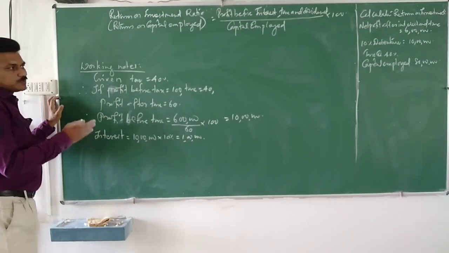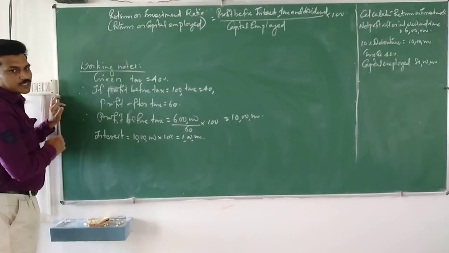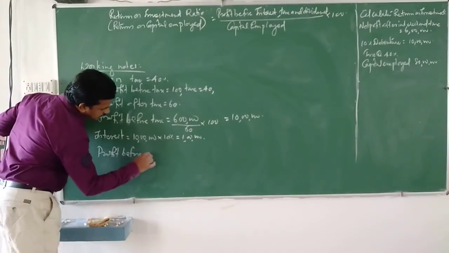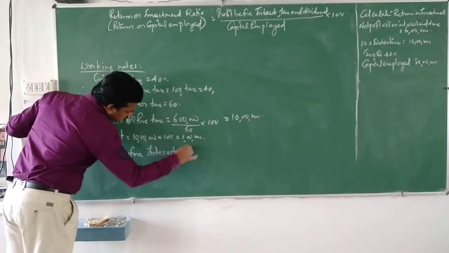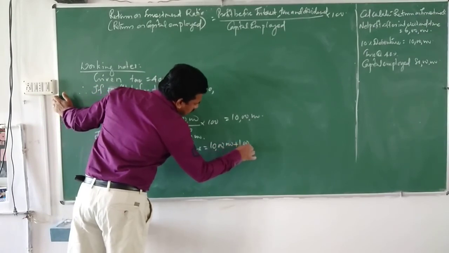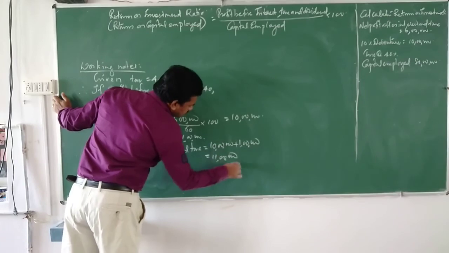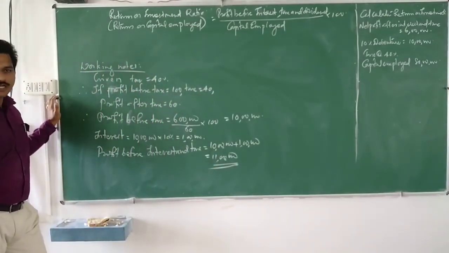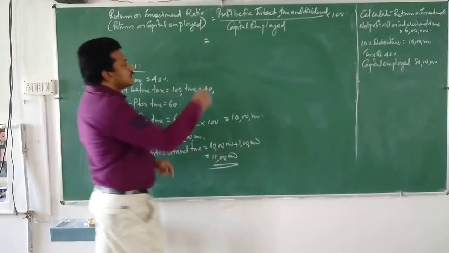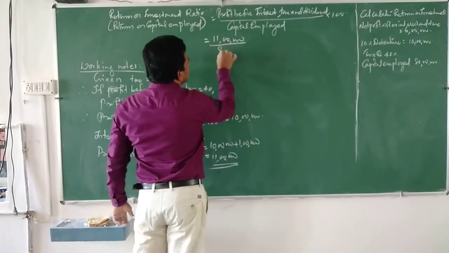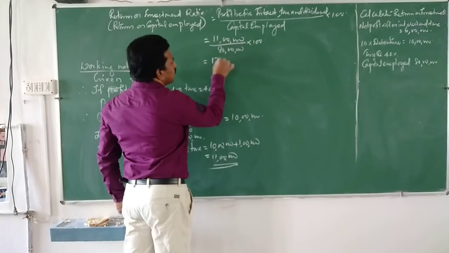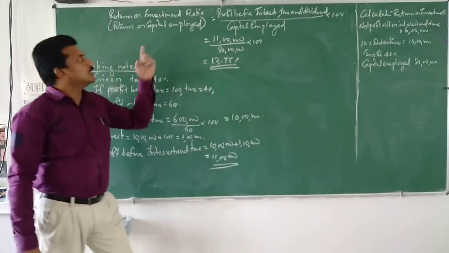So before interest means before deducting interest on loan. Then what will be the profit? Profit before interest and tax is equal to 10 lakh plus 1 lakh, which is equal to 11 lakh. So we have got profit before interest and tax, and capital employed is directly given. Now we can calculate return on investment ratio. So profit before interest, tax and dividend, how much? 11 lakh. Capital employed 80 lakh into 100. That means 13.75% is the return on investment ratio.